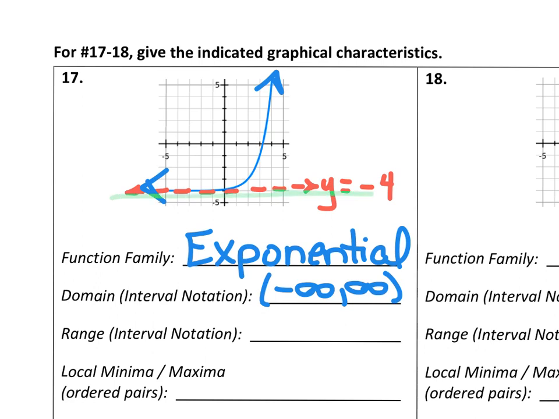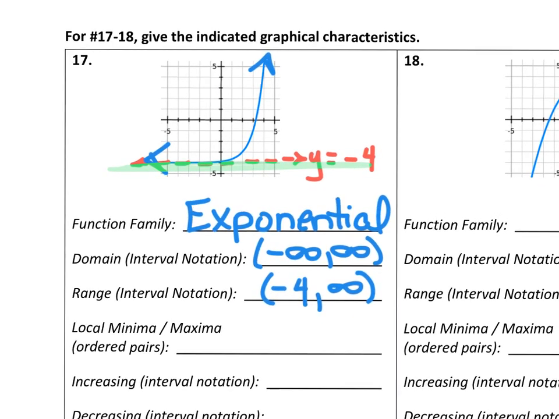So the bottom of the graph is right here at y equals -4, and at the top it goes up forever. Now it goes from -4 to +infinity, but because it's an asymptote, the graph actually doesn't ever touch y equals -4.